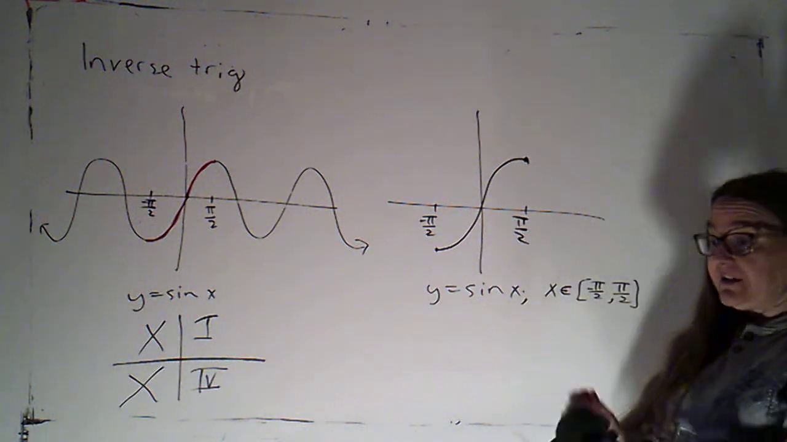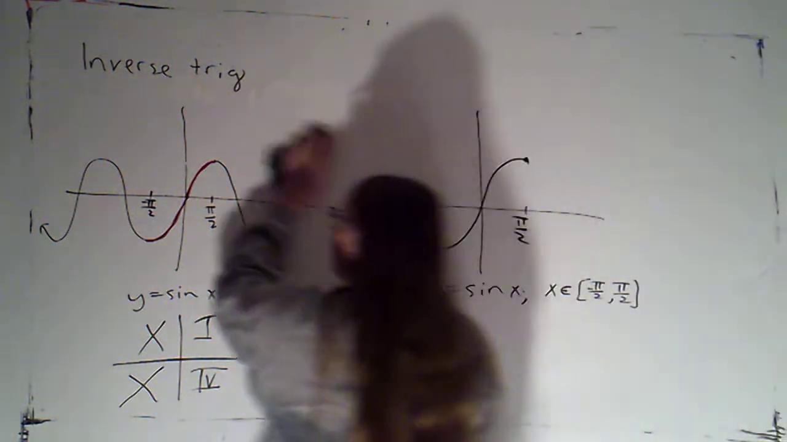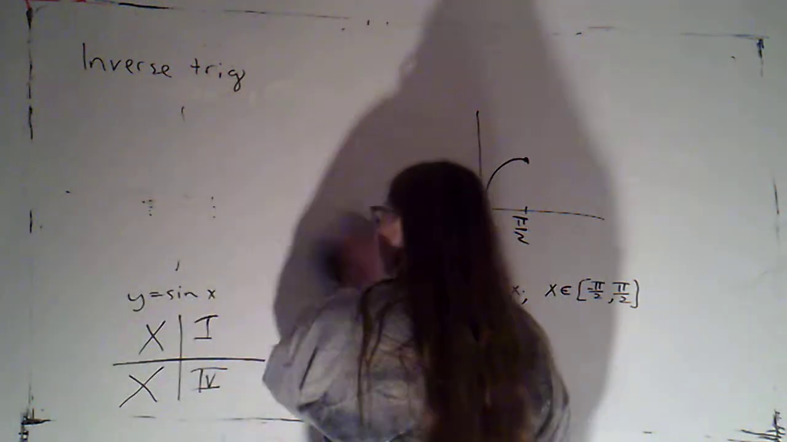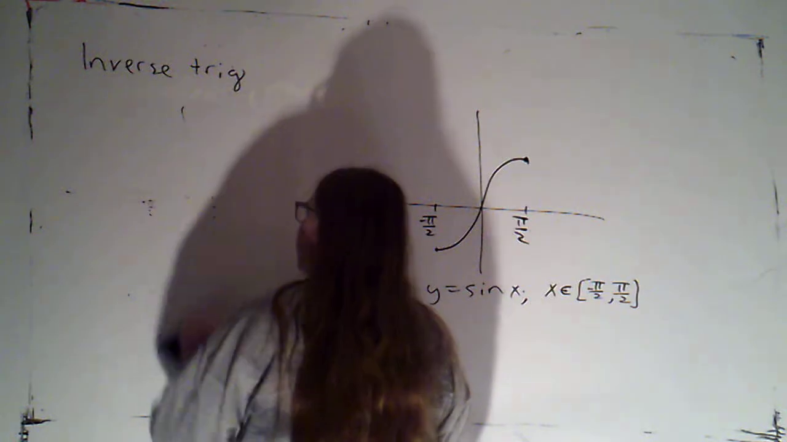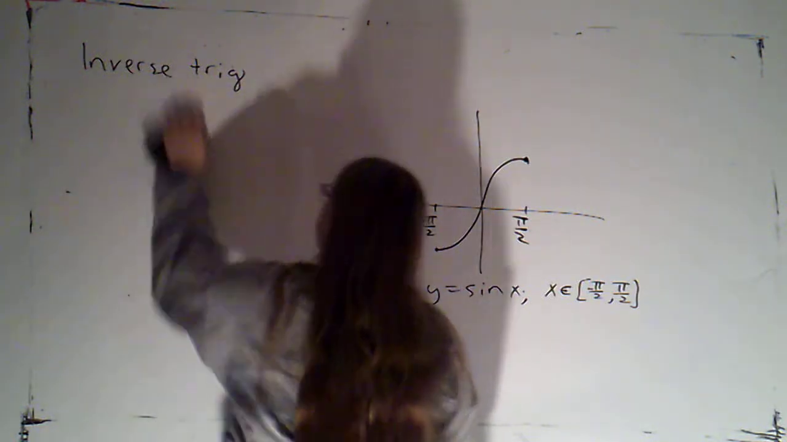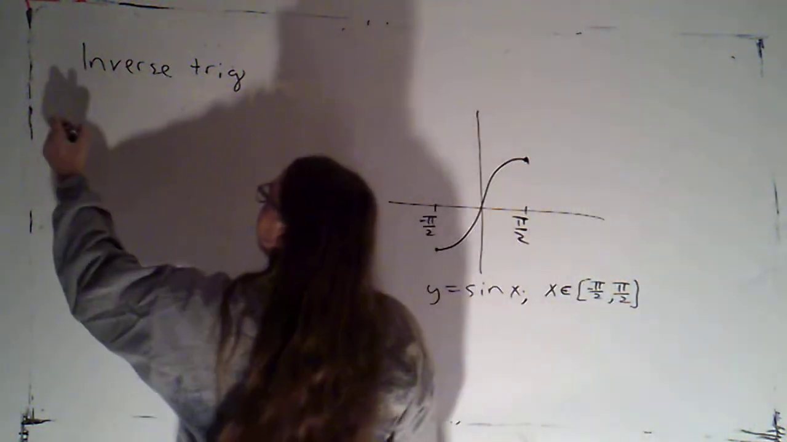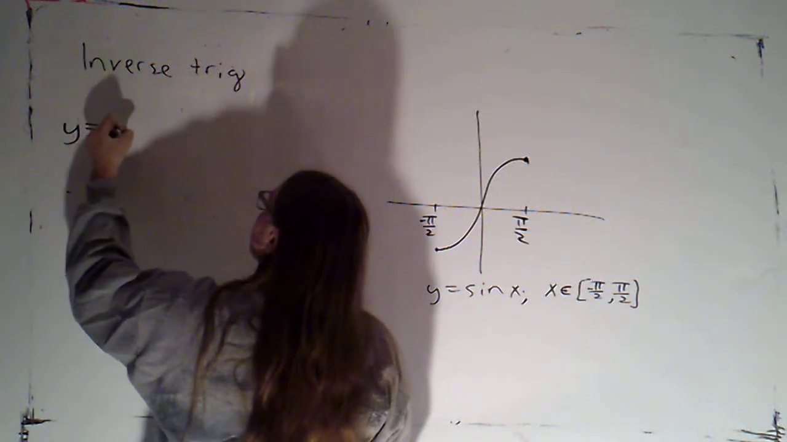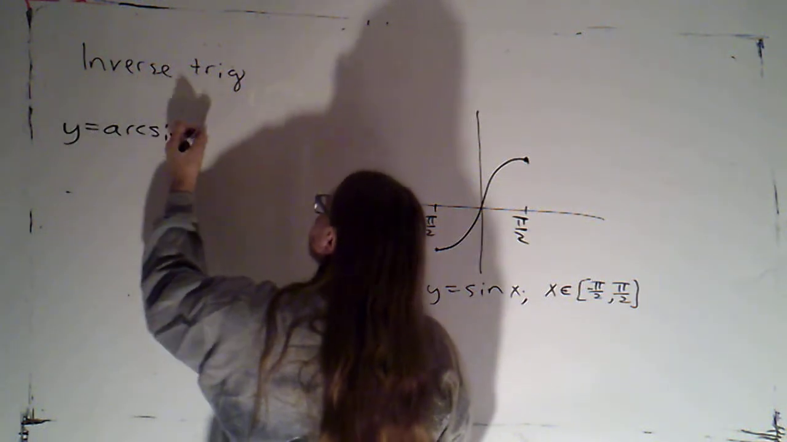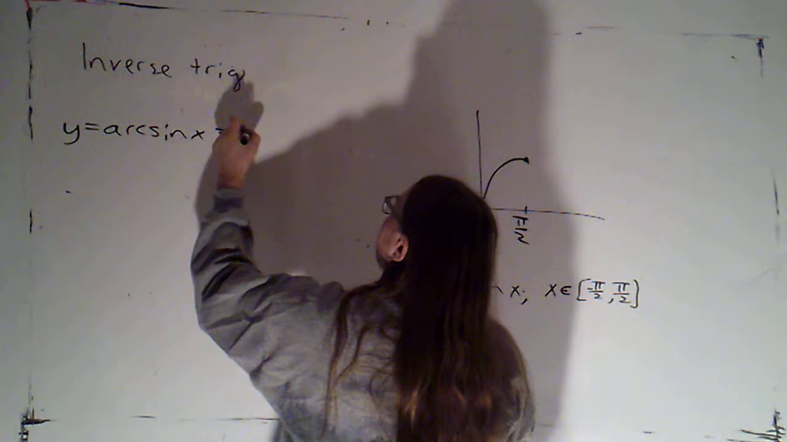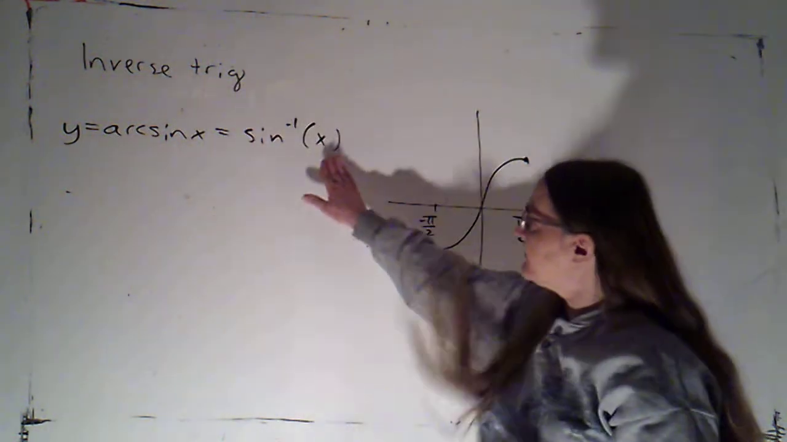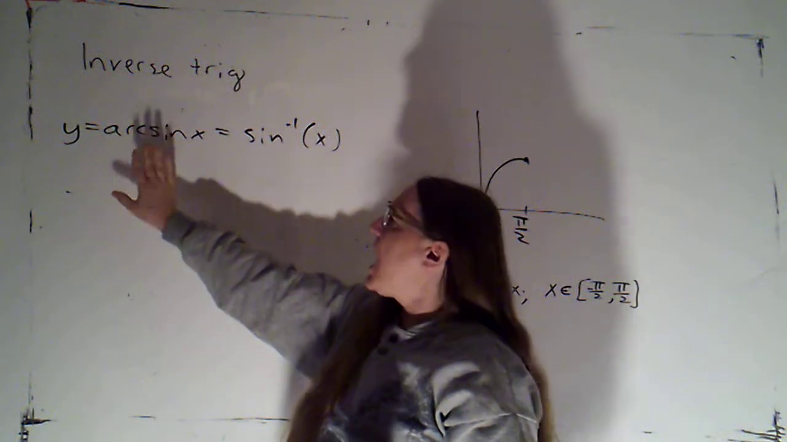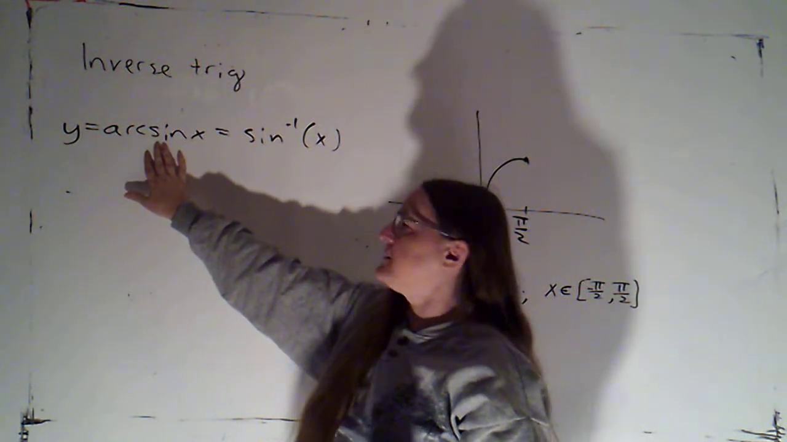So we're going to call it inverse sine, but that's kind of a misnomer because it's not the inverse of sine, it's the inverse of this function right here. So what we're going to have is y equals arcsine of x, which is the same as sine inverse of x. Either form of notation is okay. I prefer this for two reasons.